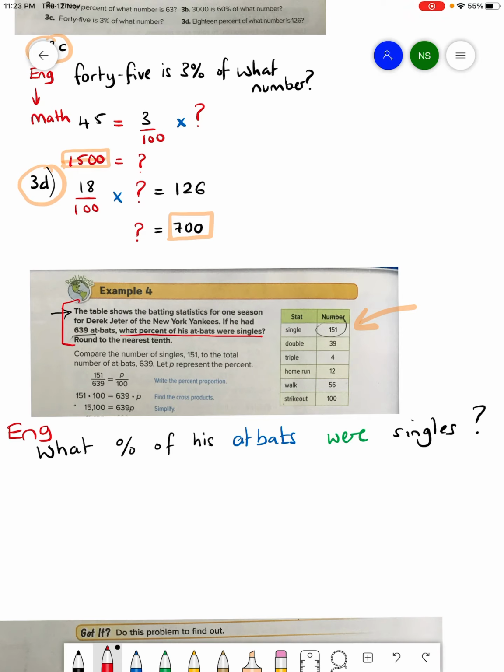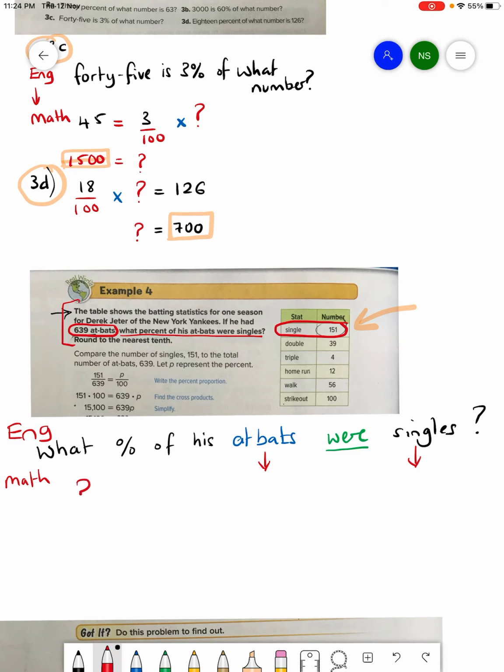Okay, so we're going to change this to maths, but it's going to be a little bit harder because we've got some information in the table. So I found, there you go, singles. Where I see the word singles, I'll replace it with 151. Where I see the word at-bats, I'm going to have to replace it with the number 639. Okay, so I've got singles and I've got at-bats. And I've got a word here called were. We'll look at that in a minute. So let's see what we can change.